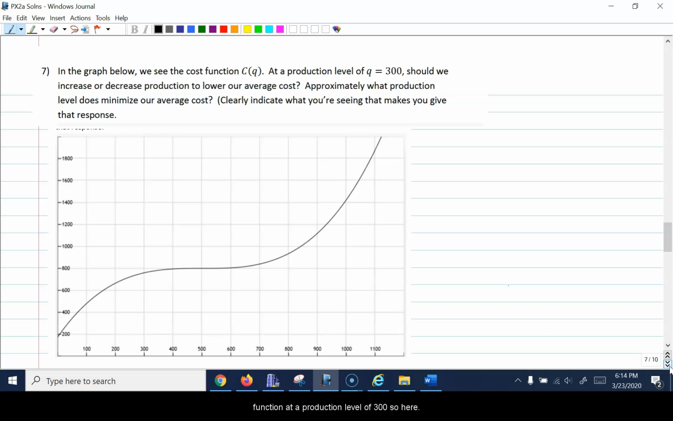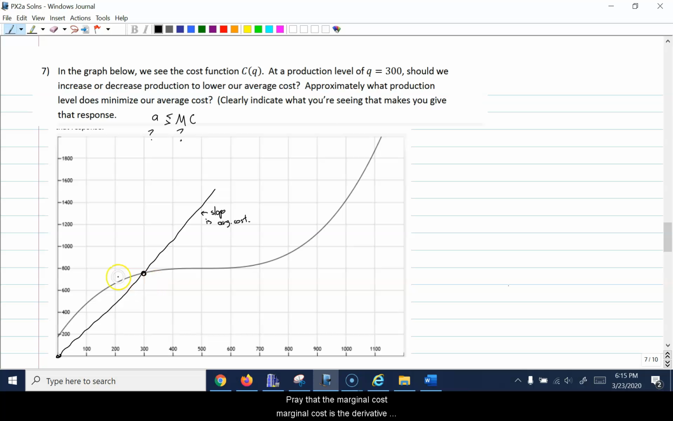Here's a graph. We have a cost function at a production level of 300. Should we increase or decrease production to lower our average cost? So this is asking us to do the same average cost versus marginal cost. So I'm comparing two slopes. The average cost is the line from 0, 0 to that point. The slope of this line is the average cost.